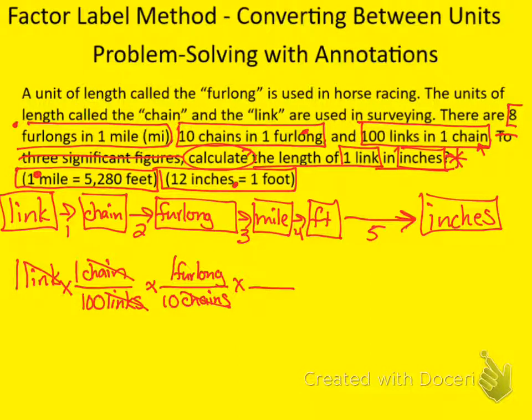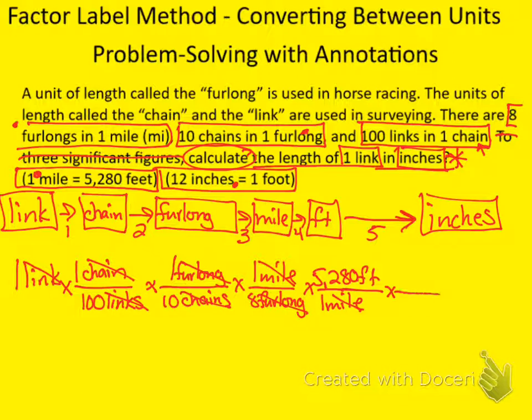And then I'm going to miles. There are 8 furlongs on the bottom because I want to cancel that to 1 mile. Then there is 1 mile on the bottom to cancel to 5,280 feet. Okay. That cancels mile. And then there are 12 inches in 1 foot. That cancels feet. So the only unit left is inches, and that is what I wanted to solve for.